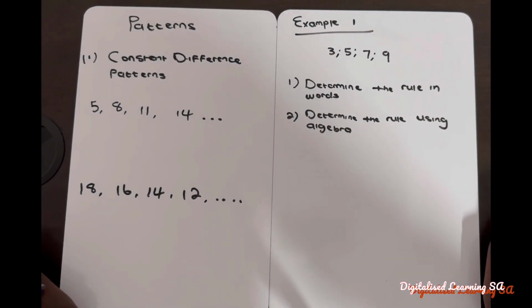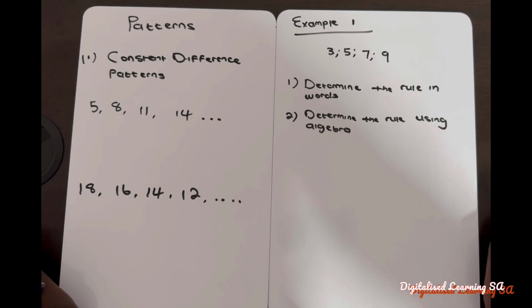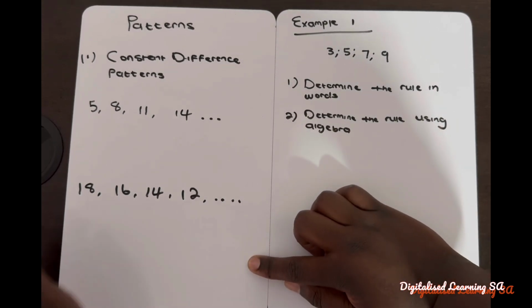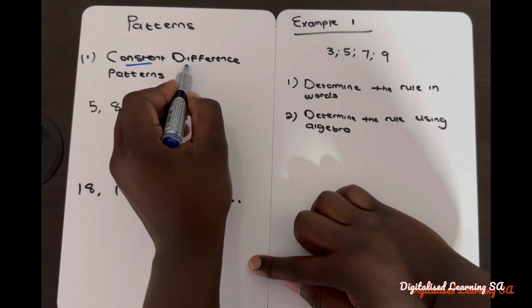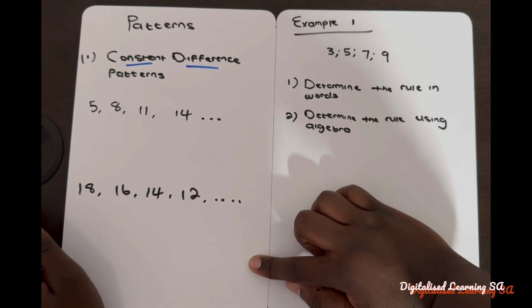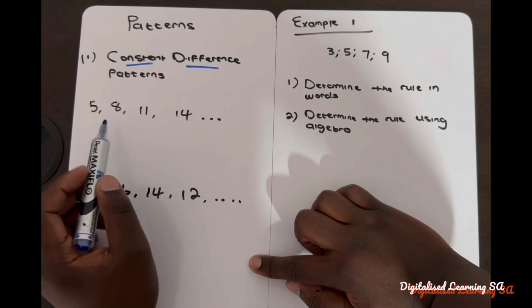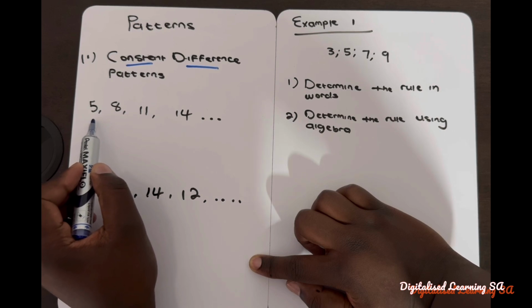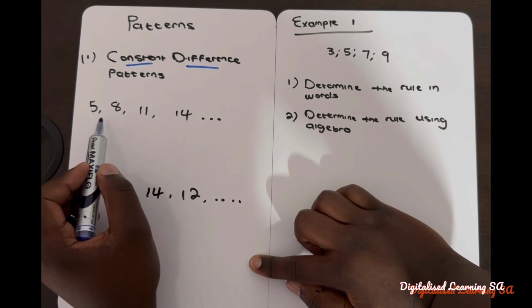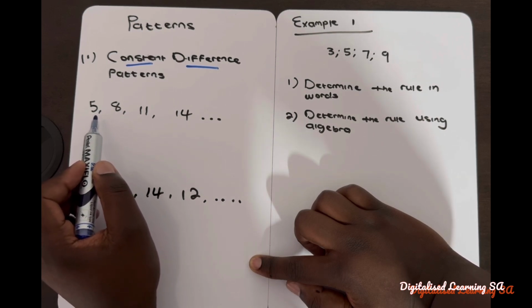Hi grade 8 learners. In today's video we are going to learn about patterns, and we are going to start with constant difference patterns. The reason it's called constant difference is because the amount these numbers are increasing or decreasing by is constant, or the same.